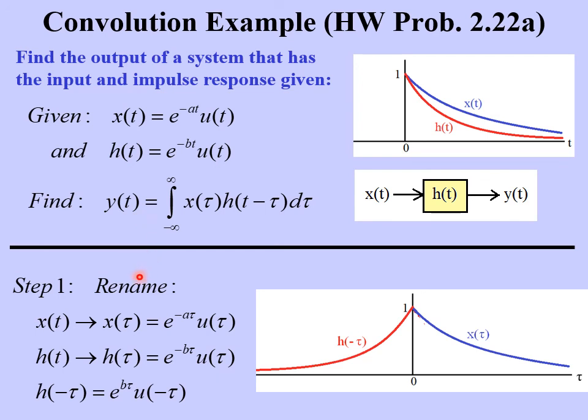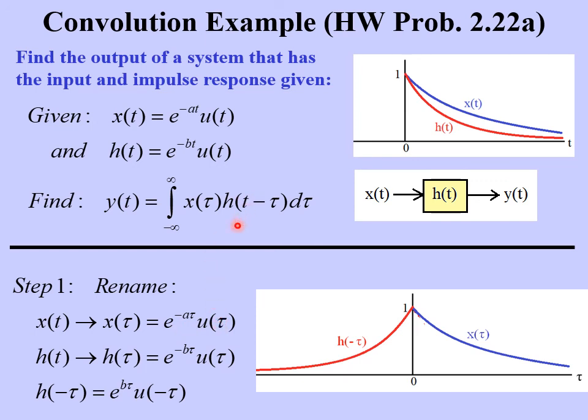The first step is to rename these signals up here in forms that are going to be useful in the integral. Notice x of t has to be renamed to x of tau. That's simple. We just take this function x of t, and wherever we see a t, we replace it with tau to give us this right here.